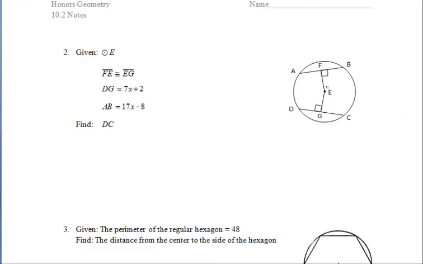For problem 2, we're given circle E. This time we know that segments FE and EG are congruent. Let's go ahead and fill in what we know. We know that segment DG, which is the small segment here, is 7x plus 2. And then chord AB has a length of 17x minus 8.